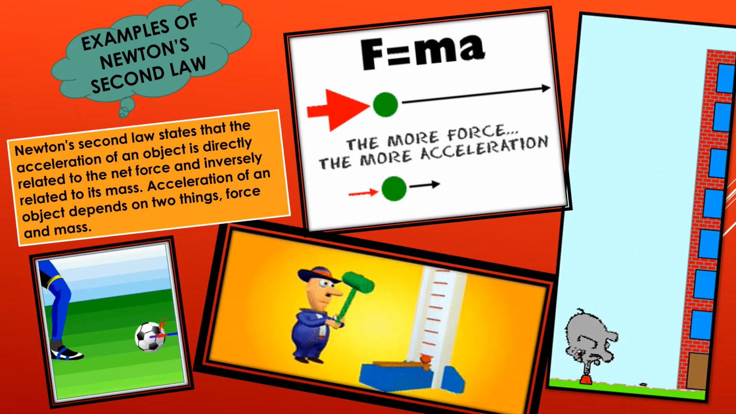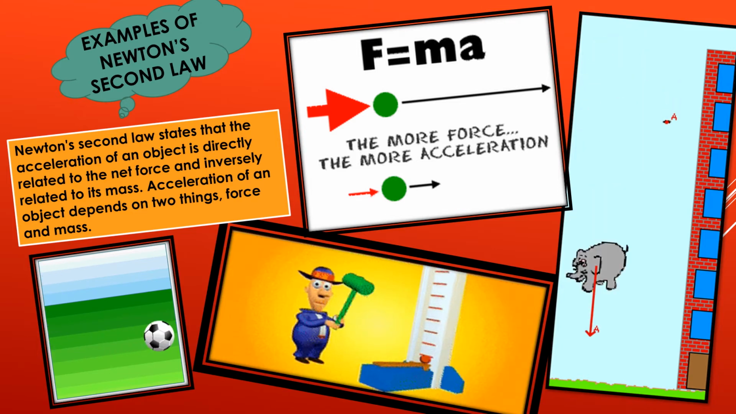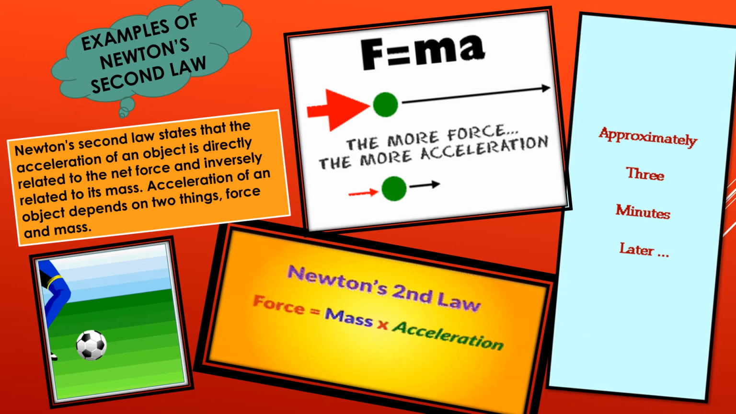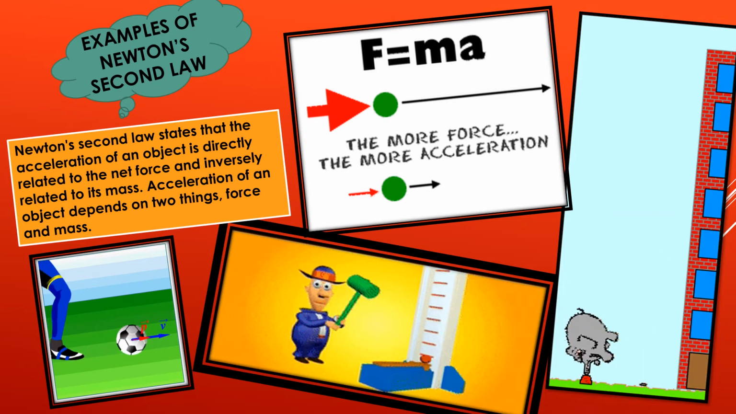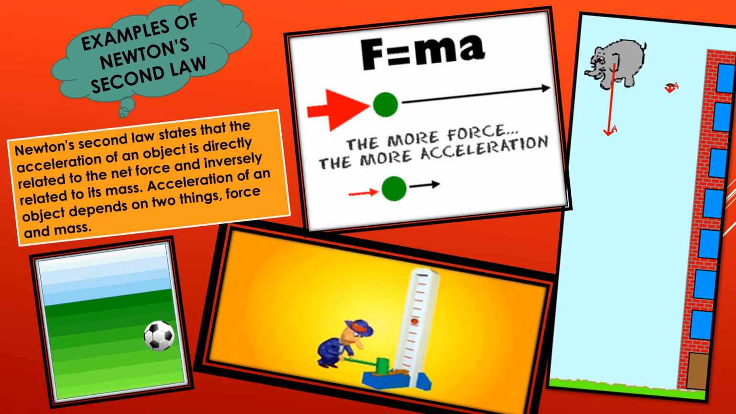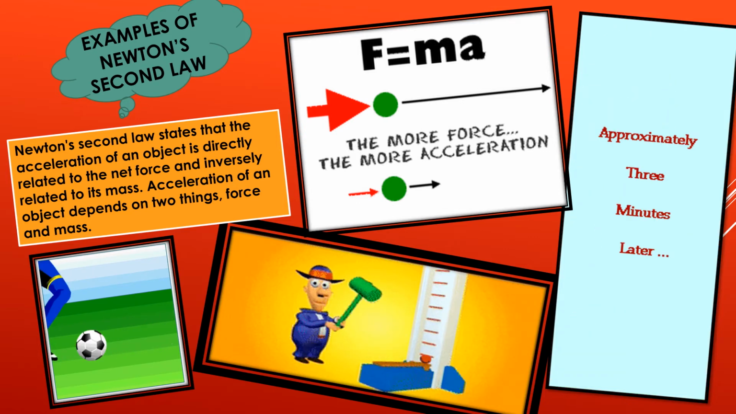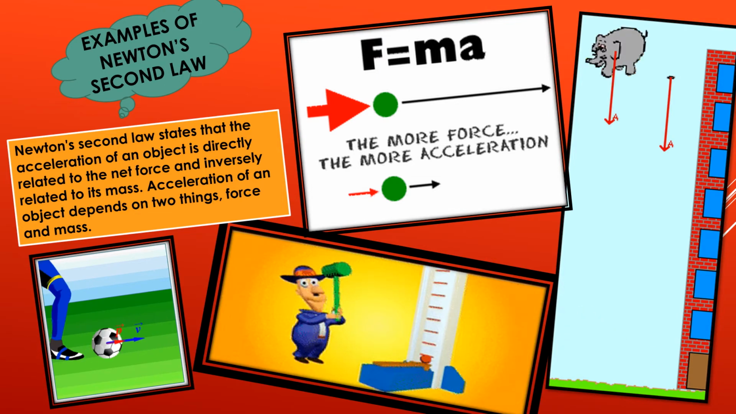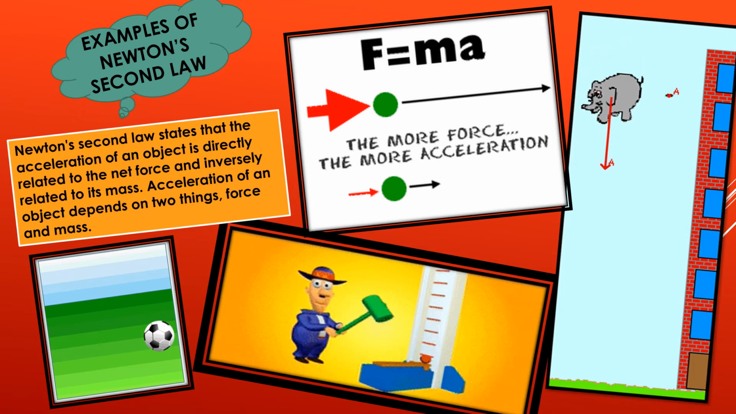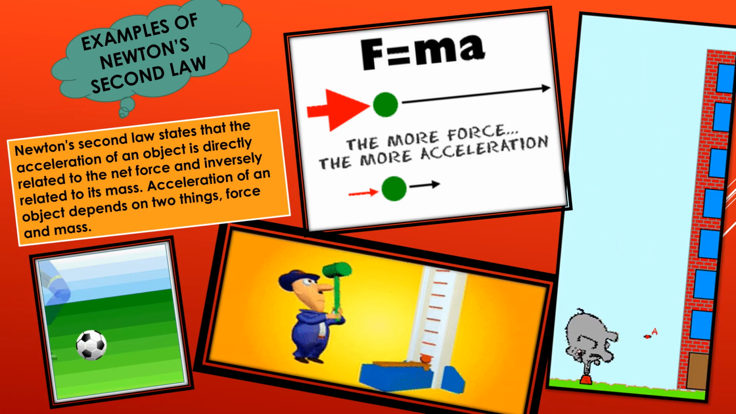Why? Because M1 for the elephant is greater than M2, but V1 and V2, that means the velocity of the elephant and the velocity of the ant, both are equal and the same. But since M1 is greater than M2, that's why the elephant is reaching the ground faster than the ant.